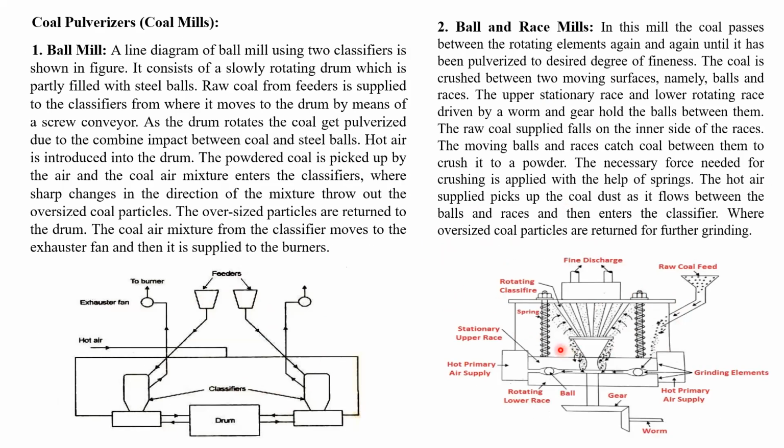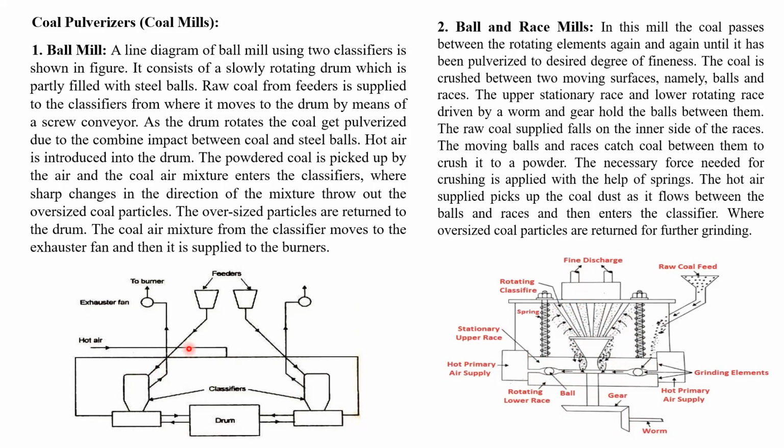Then ball and race mills, the difference you have seen here: upper race and lower race. Between the upper and lower race, the ball is placed. The upper race is stationary, and the lower race is rotated with the help of worm and worm wheel. When the coal comes in contact with this race and ball, by rotation the coal is crushed to fine particles and sent through the classifiers to the furnace.